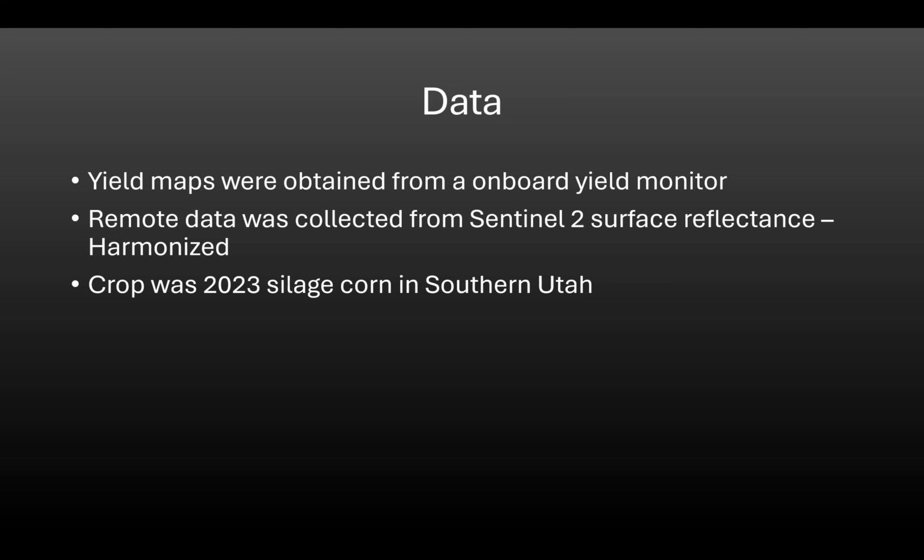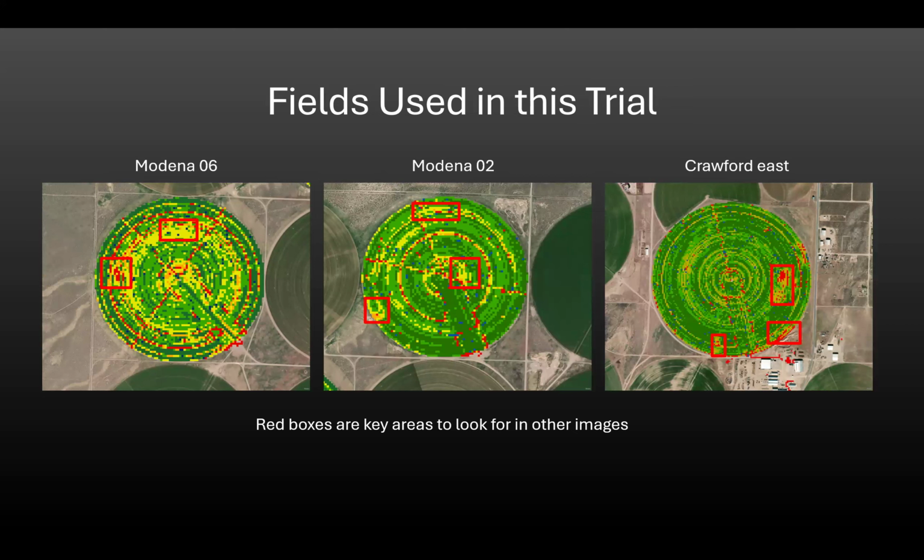And this is last year's system. So these are the three fields, and these are the yield maps from the harvester. I did have to send them through ArcGIS and classify them and reformat them. So there's three fields: Modena 6, Modena 2, and crop map. In each of the red boxes, I identified some potentially big yield problem spots. This one probably has some of the best.